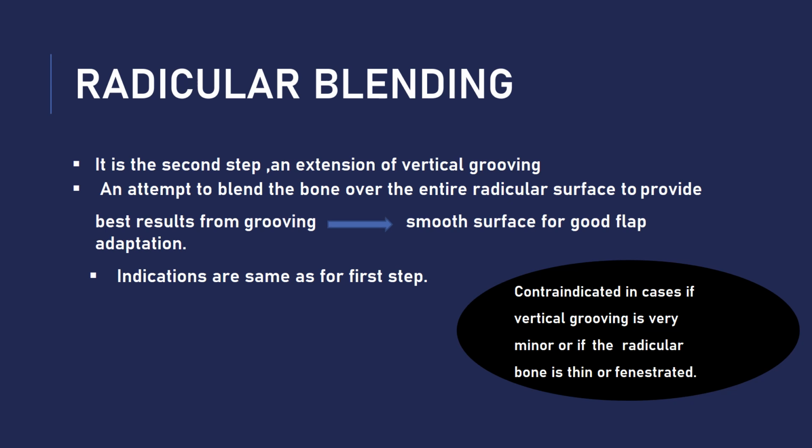So coming to the radicular blending, what is radicular blending? It is always the second step, an extension of vertical grooving. We have made the radicular prominence with the vertical grooving, and we have to blend it. This is an attempt to blend the bone over the entire radicular surface to provide the best results from grooving. Especially, we are attaining a smooth surface for good flap adaptation.